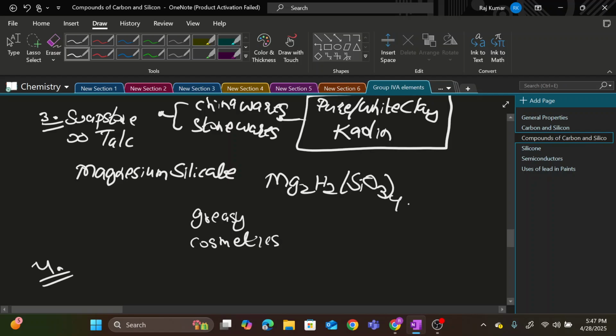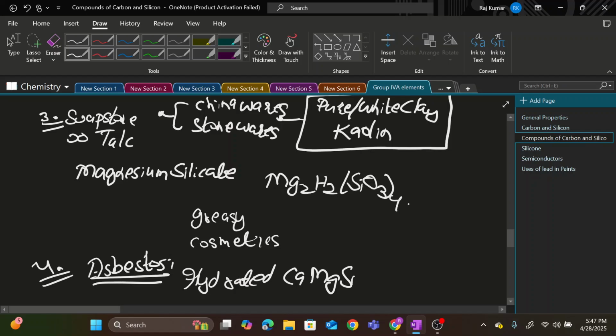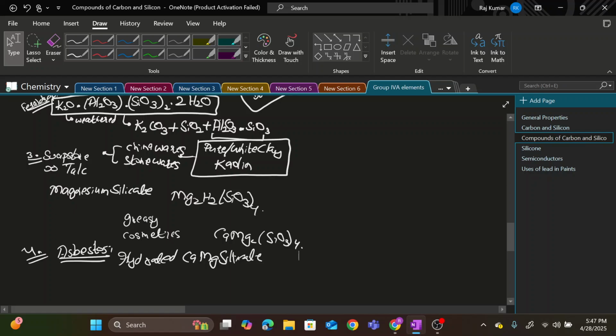And the fourth thing to be considered is asbestos. Basically, asbestos is a hydrated calcium magnesium silicate. The formula is like this: calcium and then two magnesium atoms, and then silicate. And this is basically used for making fabrics, incombustible fabrics, and hardboards.